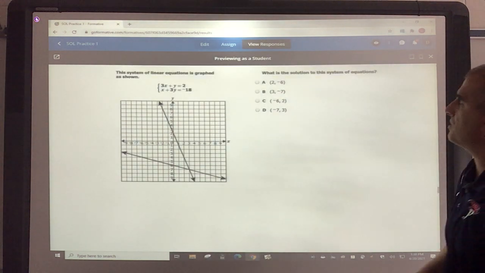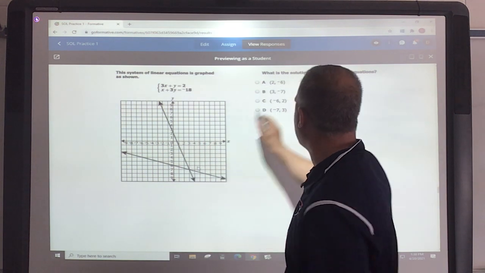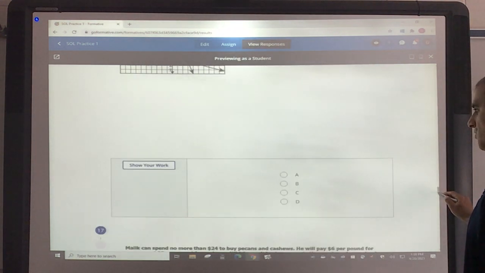Okay. All right. What's the solution to this? It's where these cross, so that'd be 3 over negative 7 down, which would just be answer B.